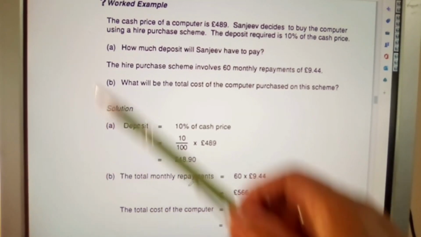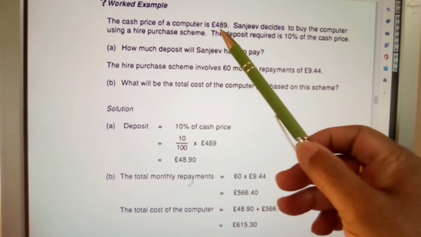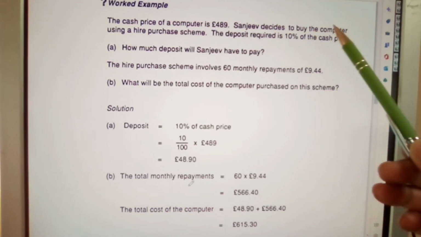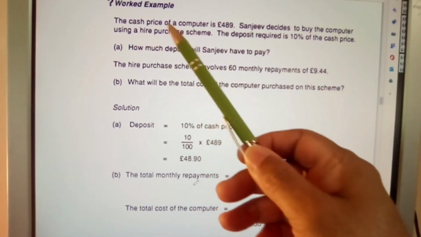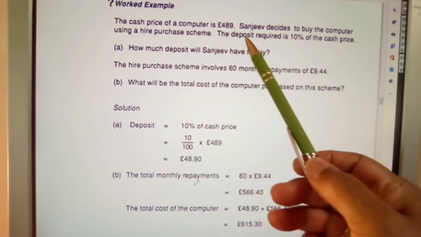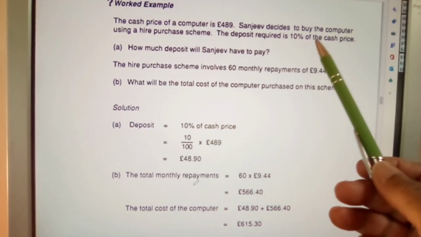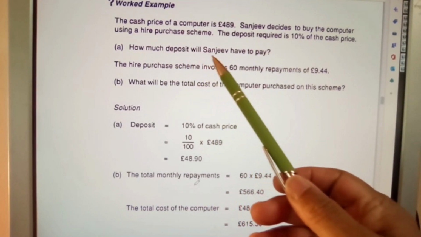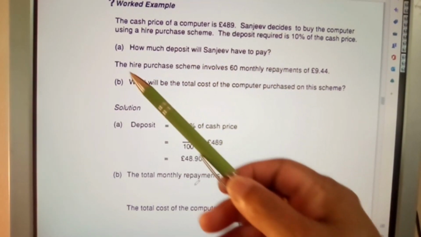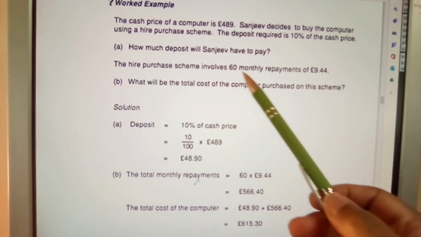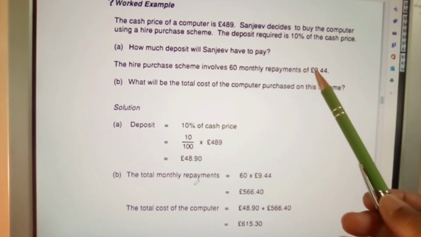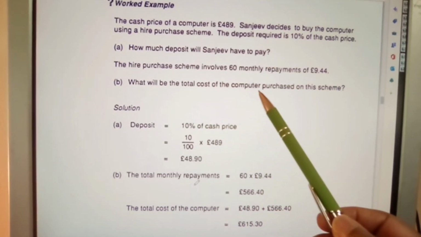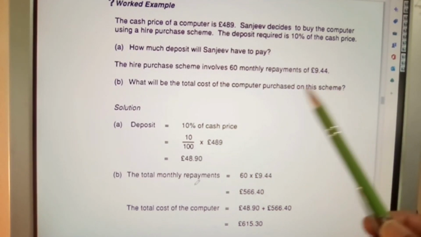Now the cash price of a computer is £489. Sanjeev decides to buy the computer using a hire purchase scheme. The deposit required is 10% of the cash price. How much deposit will Sanjeev have to pay? The hire purchase scheme involves 60 monthly repayments of £9.44. What will be the total cost of the computer purchased on this scheme?